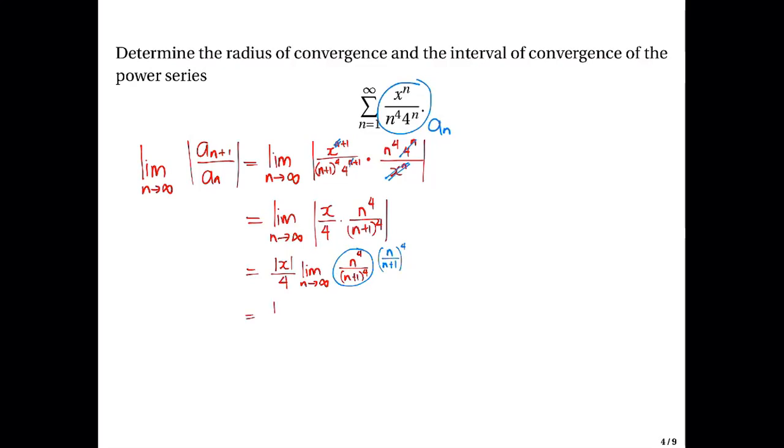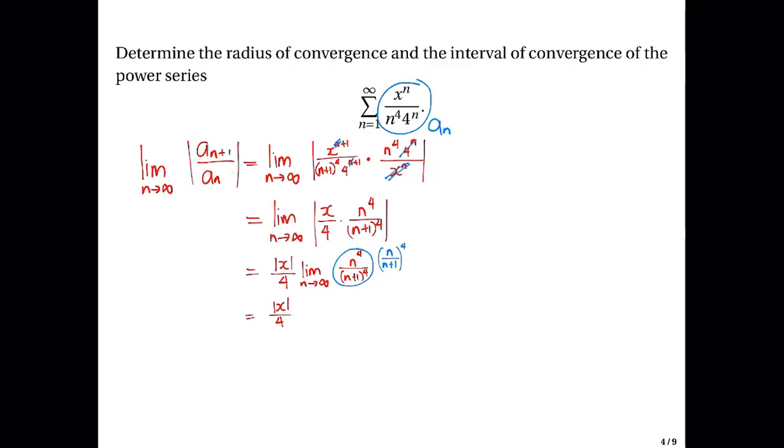So you have absolute value of x over 4, and the limit of this: both of them have degree 4, the leading coefficient of the numerator is 1, and the leading coefficient of the denominator is also 1. So the limit is just 1 over 1, or just 1. So the limit of a sub n plus 1 over a sub n in absolute values is equal to absolute value of x over 4.